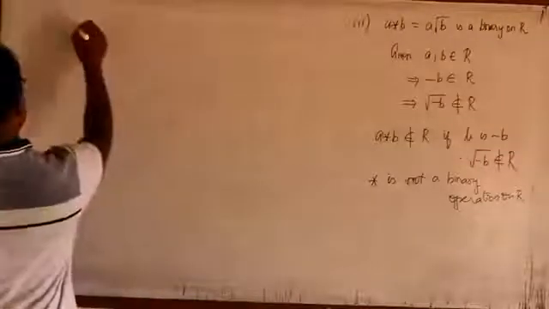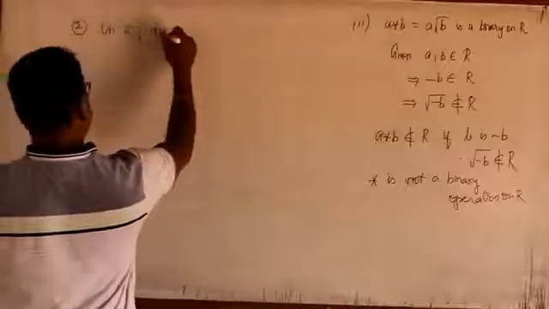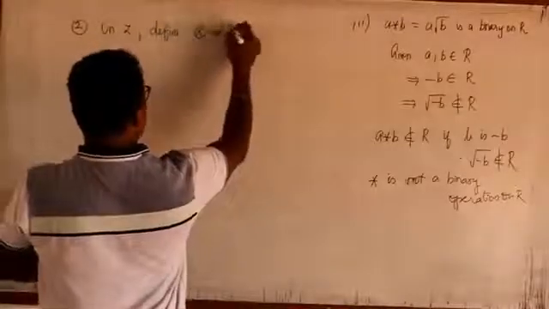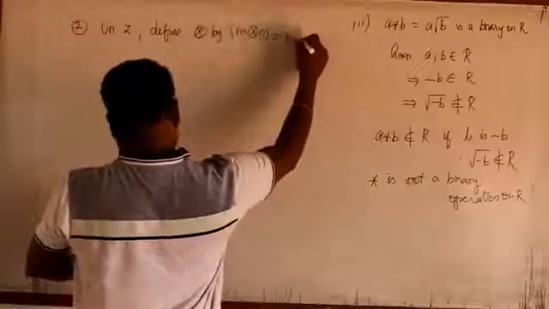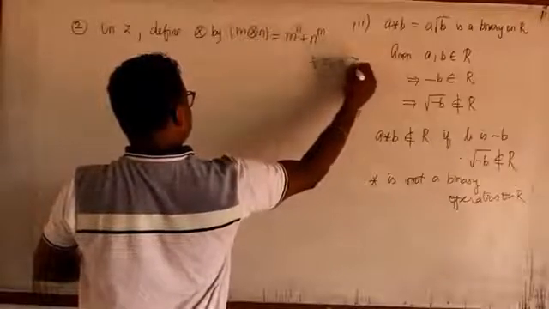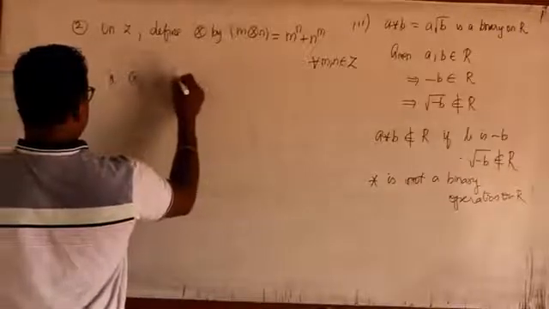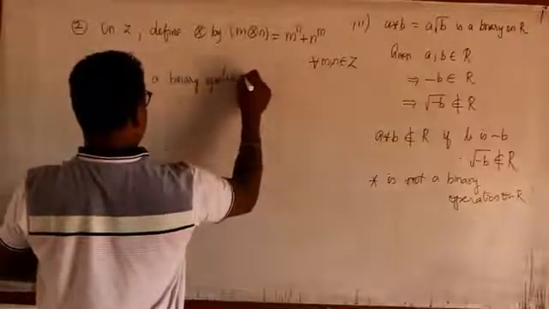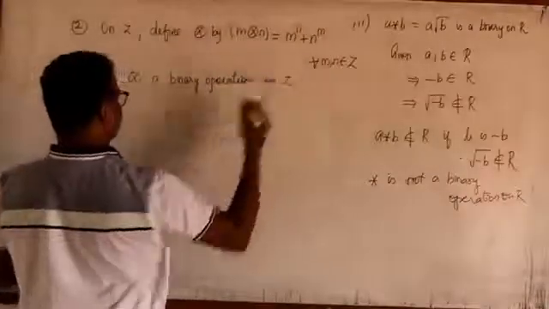This is the first problem. Now we shall go for the second problem. On Z, define an operation star by m star n equal to m power n plus n power n for every m, n belongs to Z. Is star a binary operation on Z? That's what we have to check.